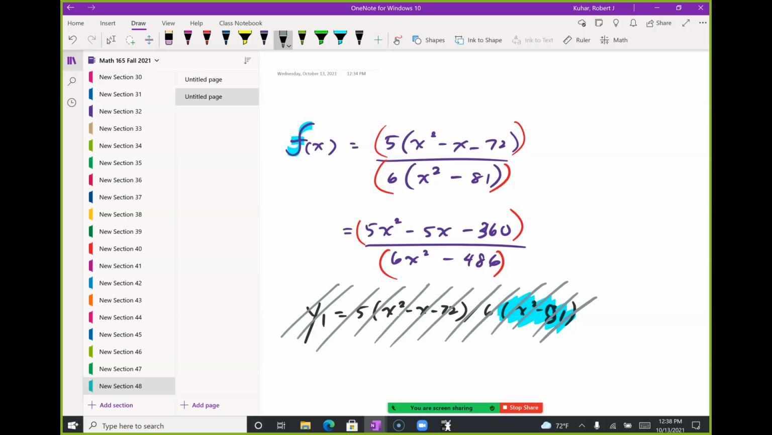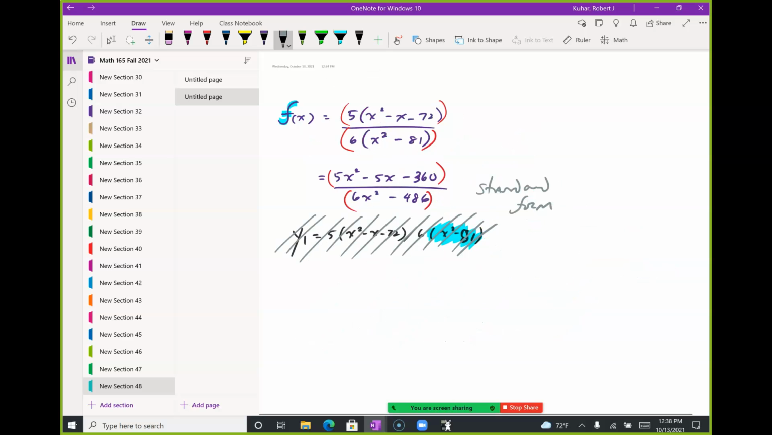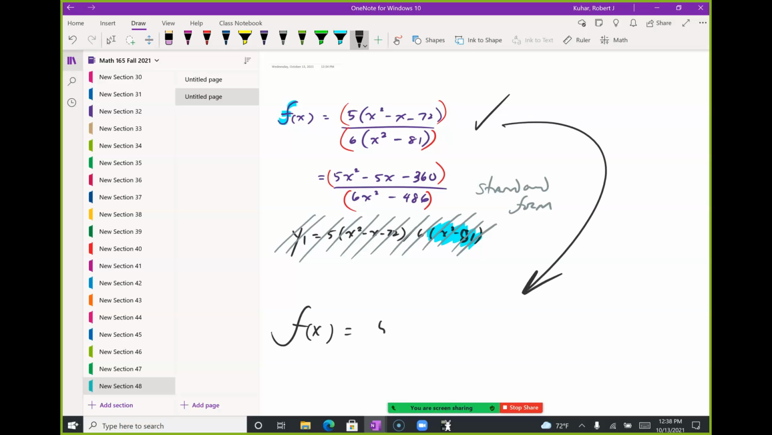Well, not only do we want standard form, but I'm going to ask for what? I'm going to ask for factored form and possibly reduced form, right? So going back to this first version, I can get my factored form. Who's got the factors of the numerator for me there? Who's got that?